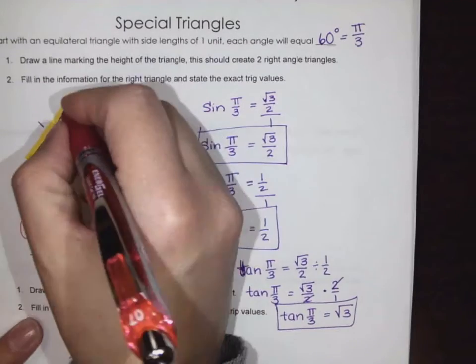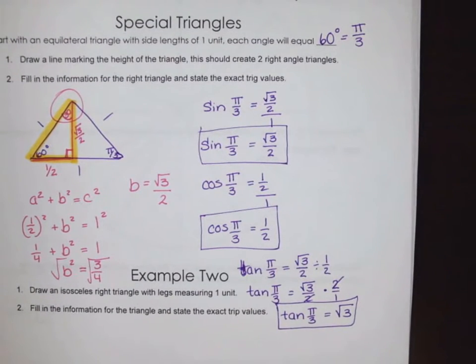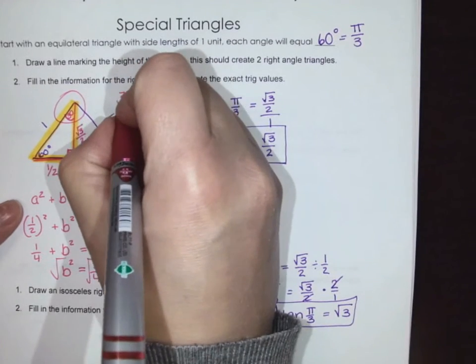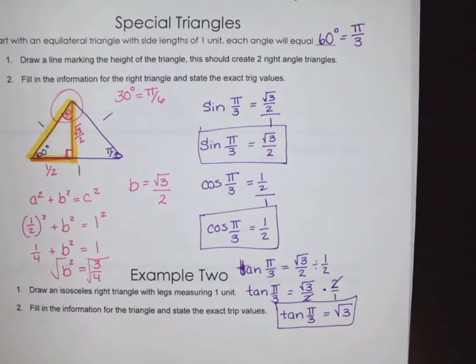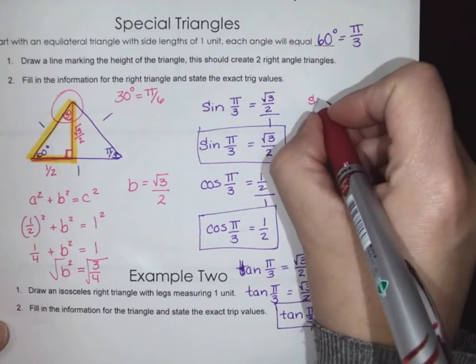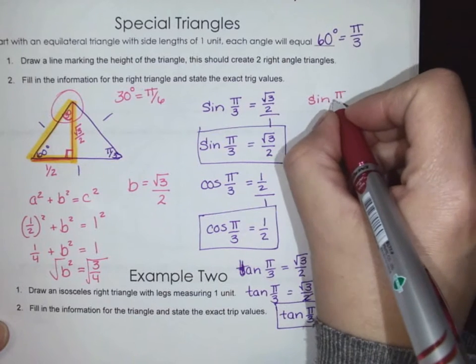We're going to do it for 30 degrees. What's 30 degrees as a radian? Pi over 6. So 30 degrees equals pi over 6. All right, here we go. So sine of pi over 6.